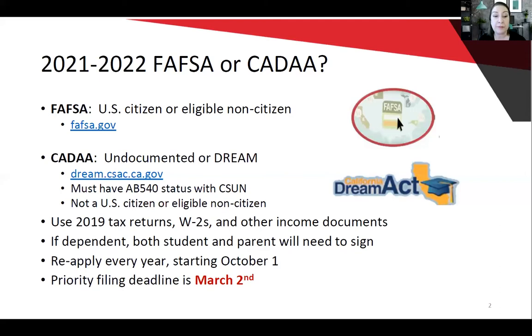Please do not fill out the CADAA if you are currently a U.S. citizen or eligible non-citizen. For the 2021-22 academic year, you will report your 2019 tax and income information. If you are dependent, both the student and parent will need to sign the application. Make sure to reapply every year starting on October 1st, and be sure to submit it before the March 2nd California priority deadline. And with that, I will hand it off to our next presenter.